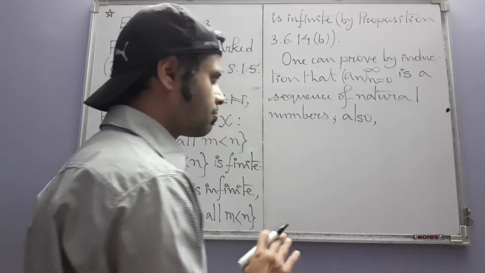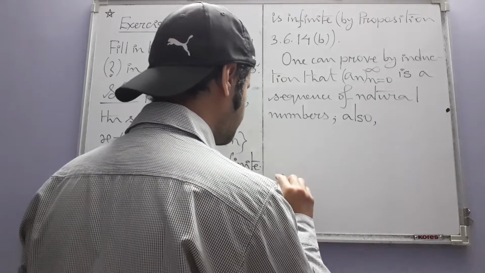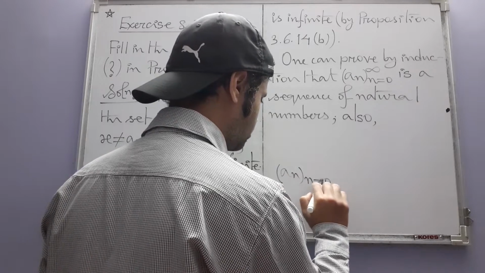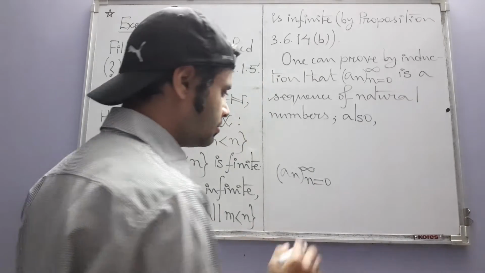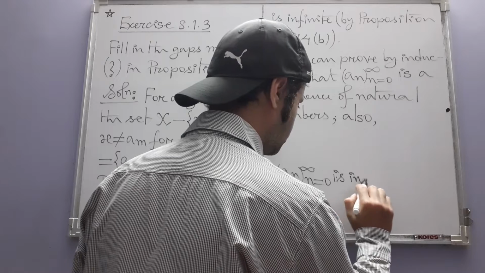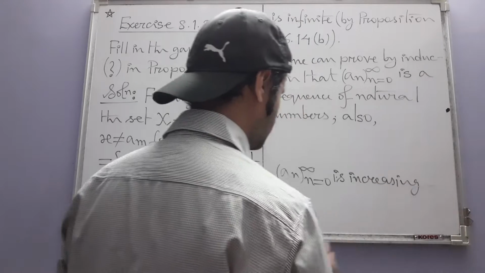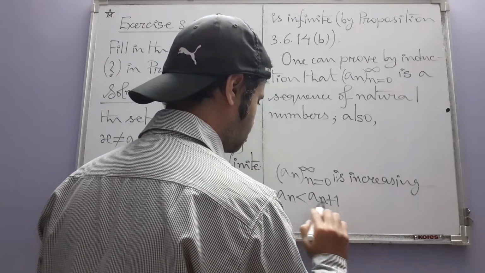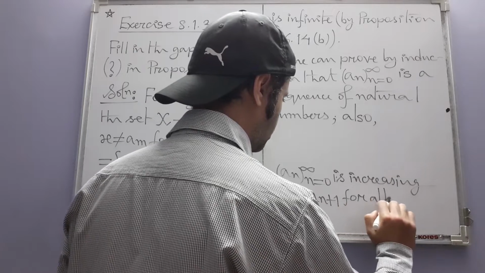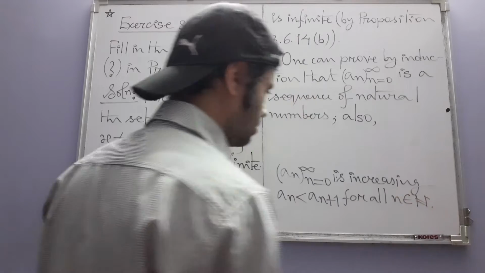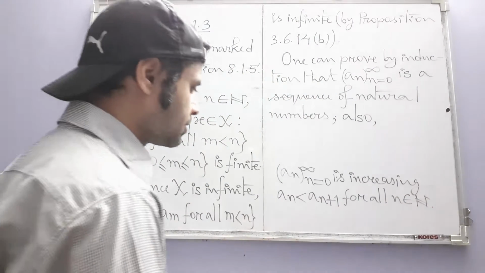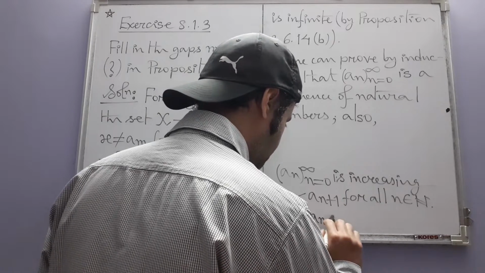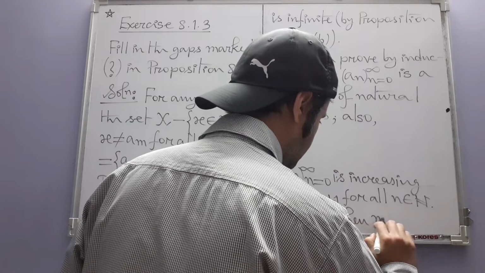Remember that other things were also claimed in the proof about this sequence, namely that the sequence is increasing, which means that an is strictly less than an plus 1 for all n belonging to N. And one more thing that was claimed was this: an is not equal to am when the indices are distinct.